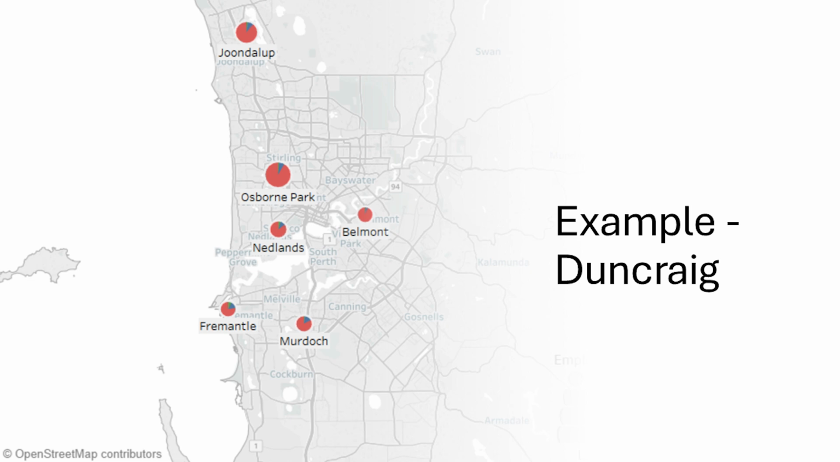So Duncraig's obviously close to Osborne Park, not far from Joondalup either, close to Nedlands, close to the CBD. It's close to all the good jobs and the lifestyle areas. So that's a good example of a suburb that would do very well. People that live in Duncraig don't generally have to go very far to work, at most probably half an hour, and that would probably be even in bad traffic. So that's a good example of somewhere where you have good proximity to high-paying jobs, Duncraig in Perth.